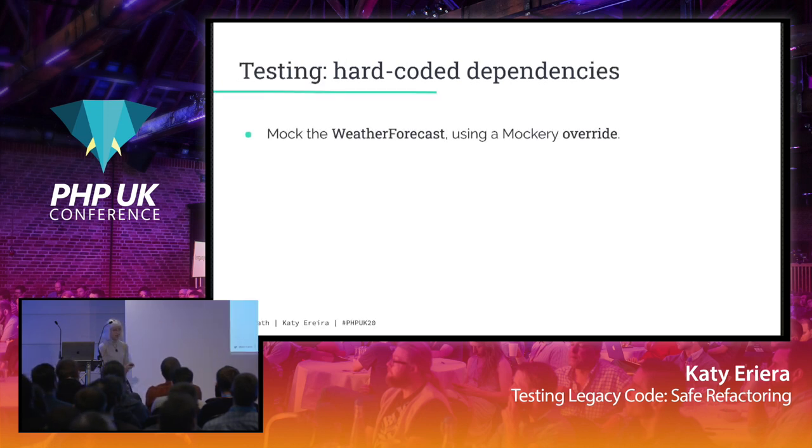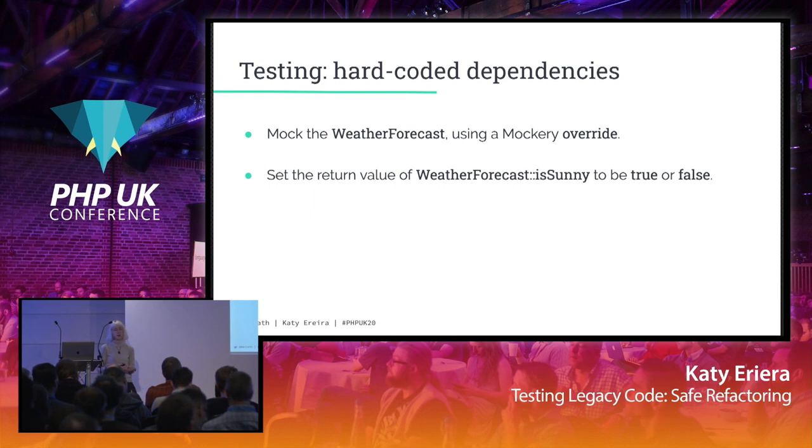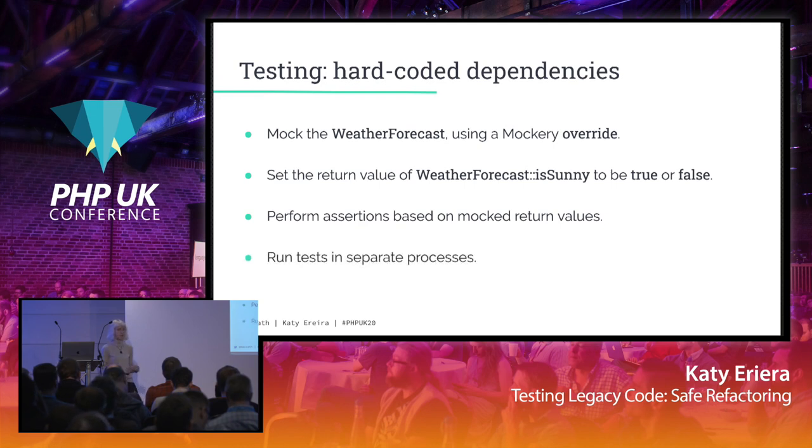And so yeah, we're going to look again to Mockery, and we're going to mock our weather forecast using a Mockery override this time, not alias. We're going to force the return value of isSunny to be true or false, depending on what branch we want to test. And we can perform assertions based on those mocked return values. And again, we're going to have to look at running our tests in separate processes because Mockery override intercepts a class on creation. So you would use an override for non-static methods when you're creating a hard-coded dependency on the fly, but you would use alias for static methods because alias creates a whole new class and override intercepts an existing class and turns it into a mock.